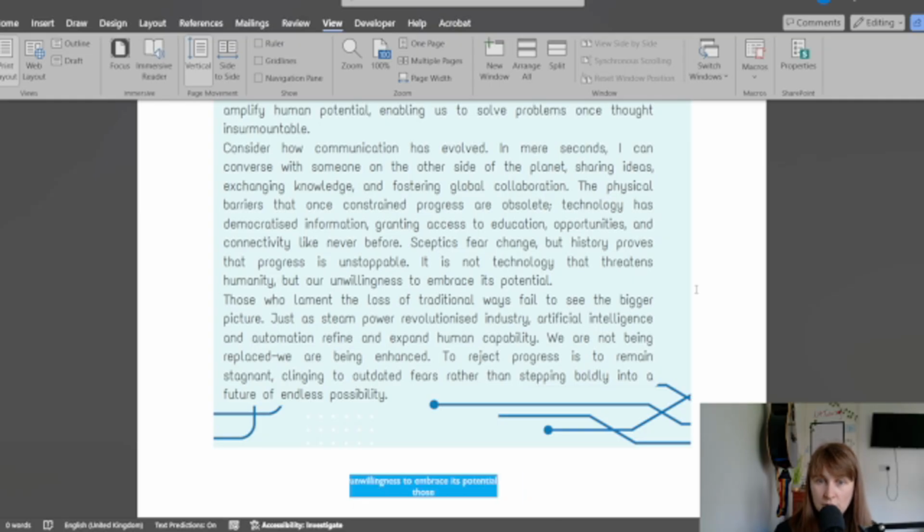Those who lament the loss of traditional ways fail to see the bigger picture. Just as steam power revolutionized industry, artificial intelligence and automation refined and expand human capability. We are not being replaced, we are being enhanced. To reject progress is to remain stagnant, clinging to outdated fears rather than stepping boldly into a future of endless possibility.